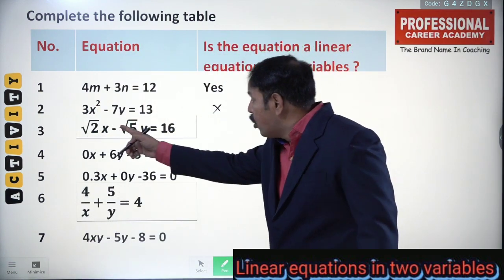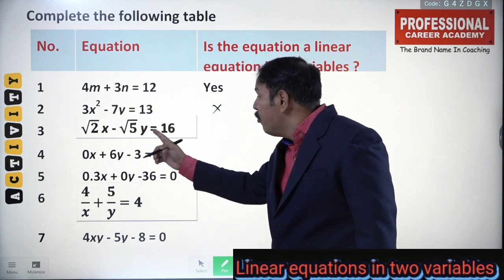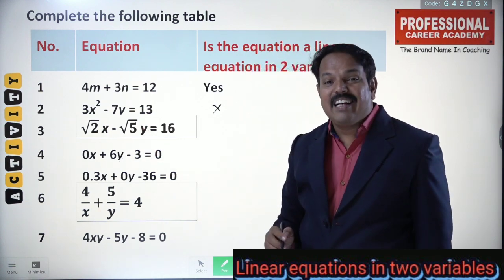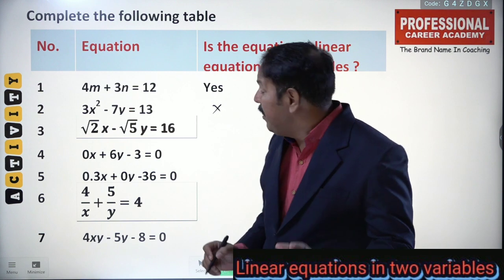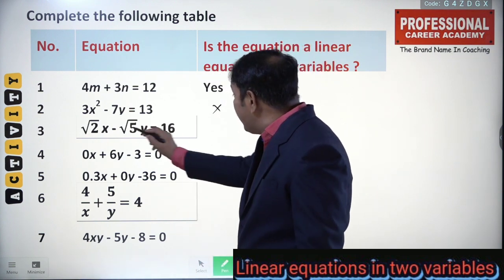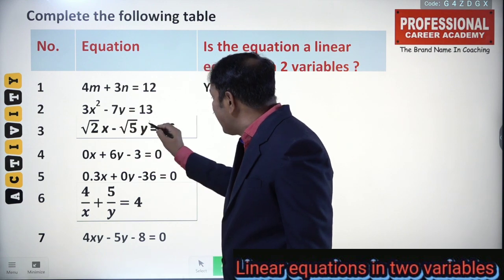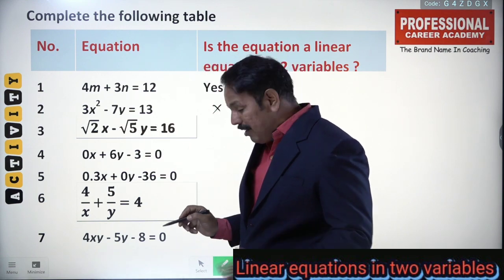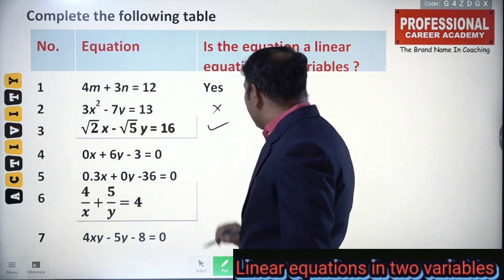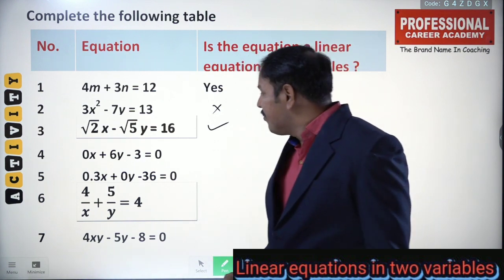Now next, another one. Root 2x minus root 5y is equal to 60. Is it a linear equation in two variables? So here, look at this, there are two variables x and y. What is the power? Power is not given, means 1. Here also it is 1. Okay, so yes, this is a linear equation in two variables, no doubt.